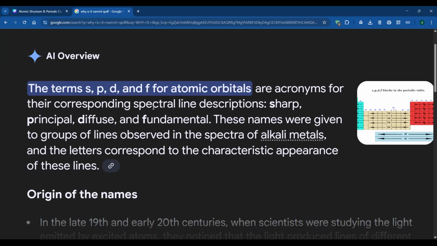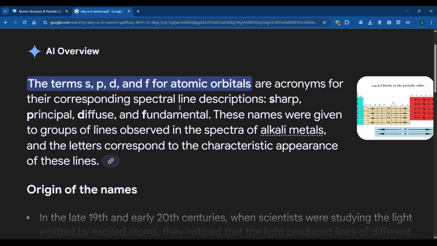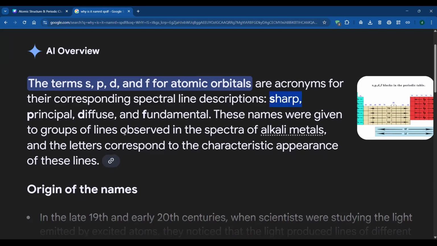Can you hear me? The lines that are produced from elements when they are placed on color spectrums, there are different descriptions that can be given to them. S here stands for sharp, P stands for principal, D stands for diffuse, and F stands for fundamental. So the reason why it is called SPDF is that they are acronyms that stand for the corresponding spectral line descriptions.